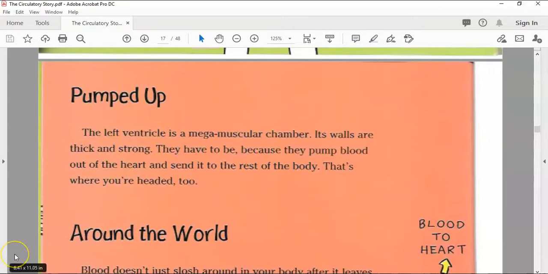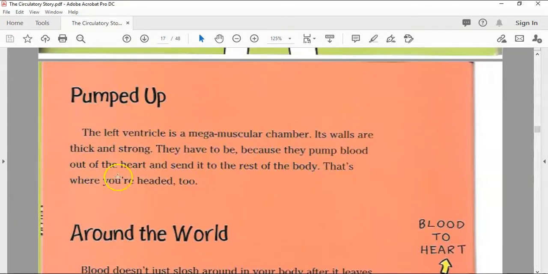Next page. Pumped up. Oh, I know this section is going to be about my heart being pumped. The left ventricle is a mega muscular chamber. Its walls are thick and strong. They have to be because they pump blood out of your heart and send it to the rest of the body. That's where you're headed to.